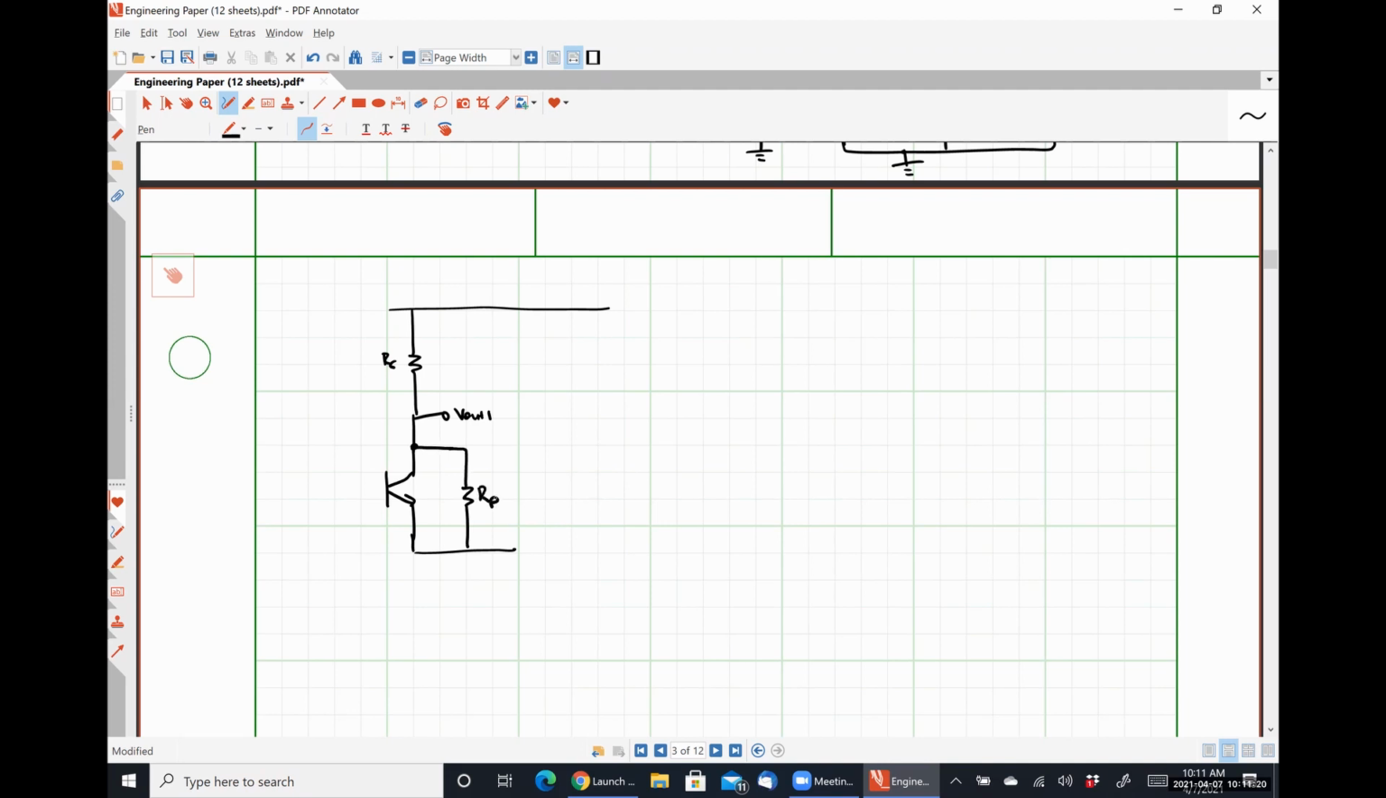So I have my generic differential pair, but I have some parasitic resistance. That parasitic resistance is occurring at both inputs so that I still have symmetry.